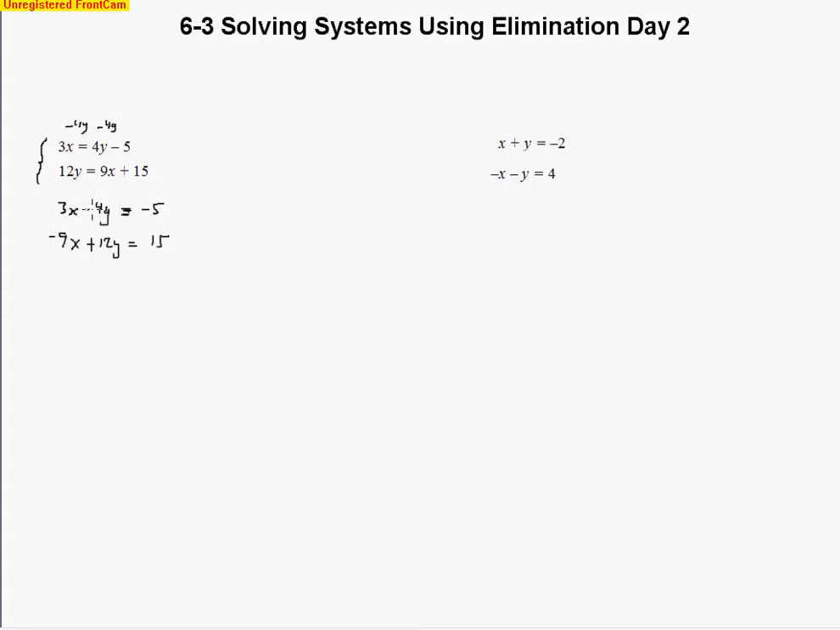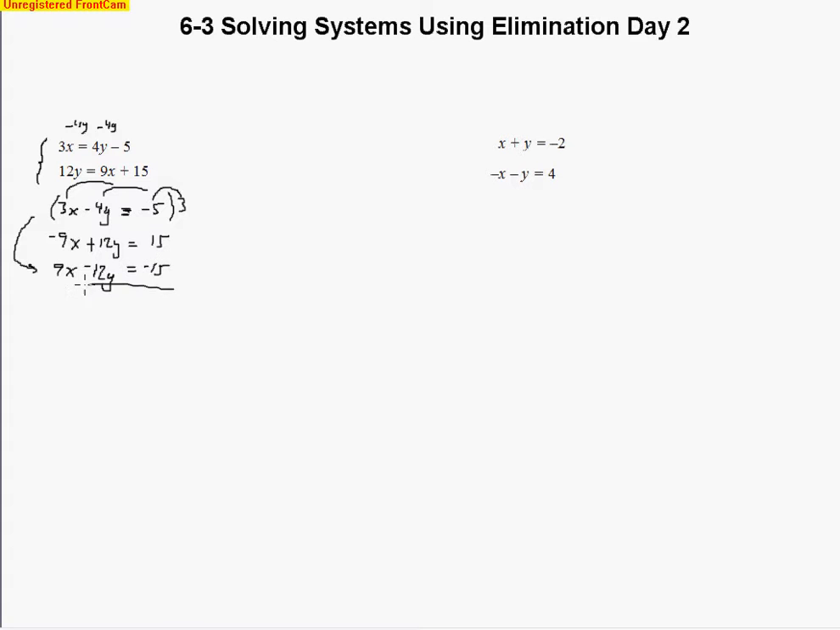So what I want to do now is try to cancel something out. Let's multiply this top equation by 3. When I do that, this will make a 9x, and that will end up canceling out the negative 9x. So I go ahead and do that, and I'll rewrite that equation down below. I'm left with 9x minus 12y equals negative 15.